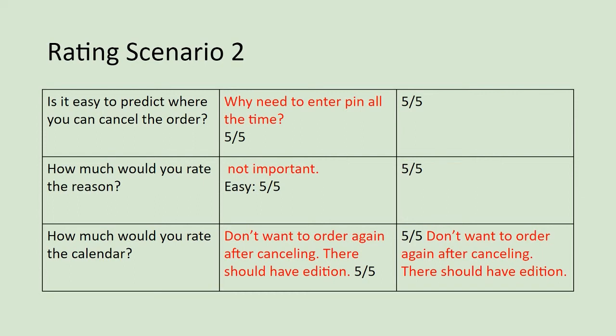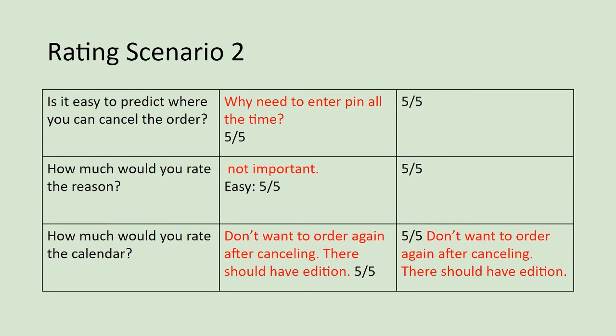The second question to scenario 2 is how much would you rate the reason function? Because before they cancel, they need to give a reason. He said it's easy, he just needs to tick the reason. But from a user perspective, the first participant said it's not important for him at all. And the second participant also rated 5 out of 5, not because it is important, but because it's easy and simple. The third question to scenario 2 is, how much would you rate the calendar?